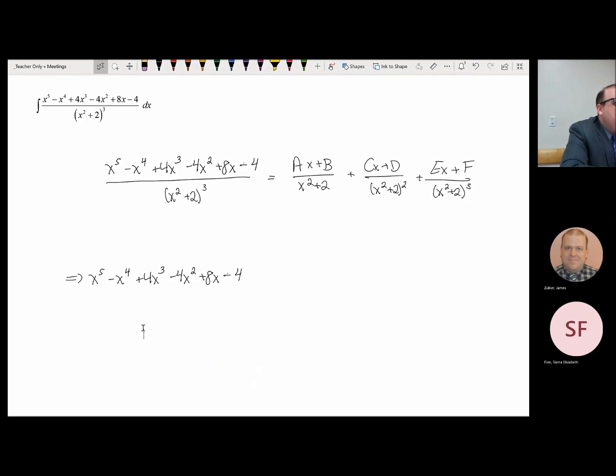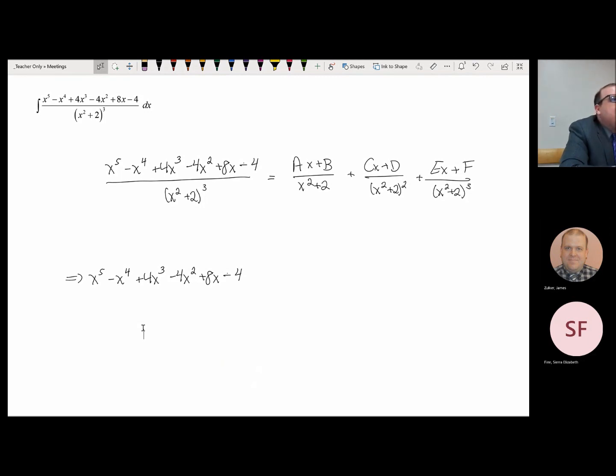In theory, yes, it'd be 1 degree less in the numerator, but you never have to worry about that. Every polynomial can be factored as a product of linears and irreducible quadratics. That's part of the fundamental theorem of algebra. Because the denominator is quadratic, the numerator has to be degree less than 1 less than that.